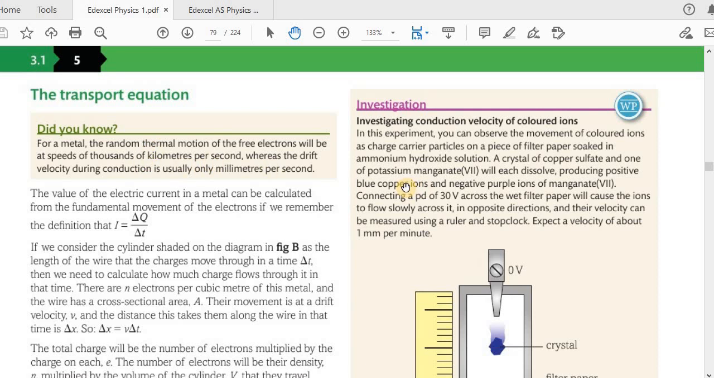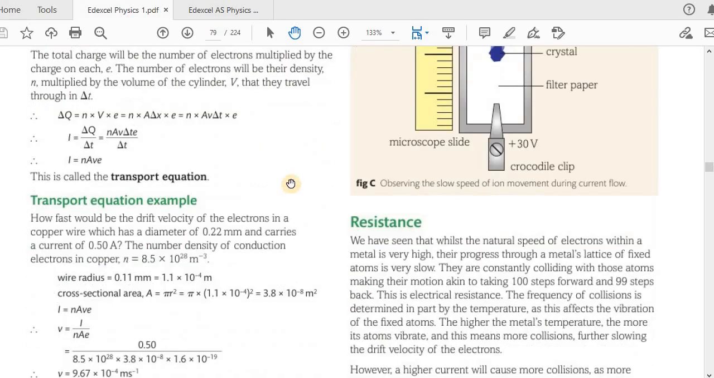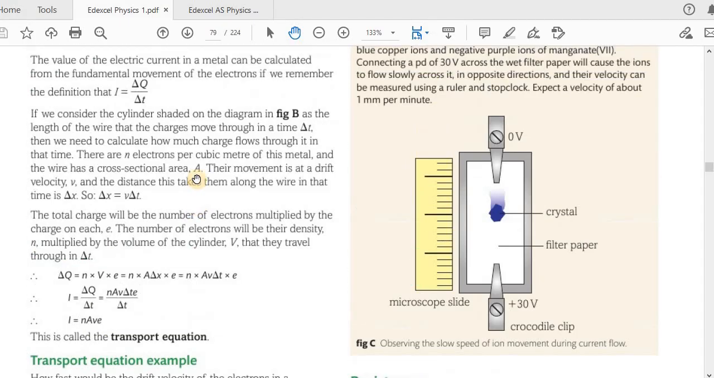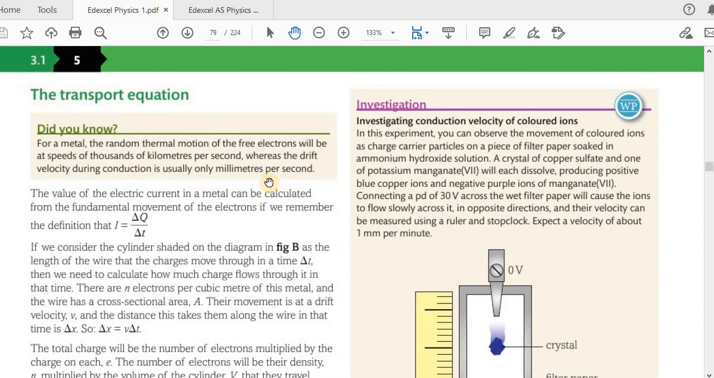But once you apply the potential difference across the metal, now you have drift velocity, but that is only a few millimeters per second. Later there is a calculation, you can see here, we calculate the drift velocity here, it is 0.97 millimeters per second. It's very small, so it is only a few millimeters per second.